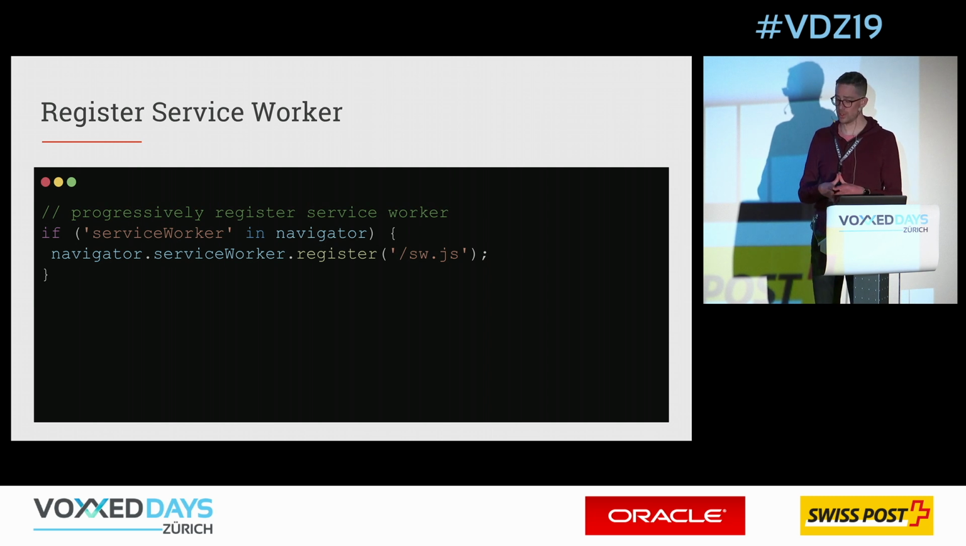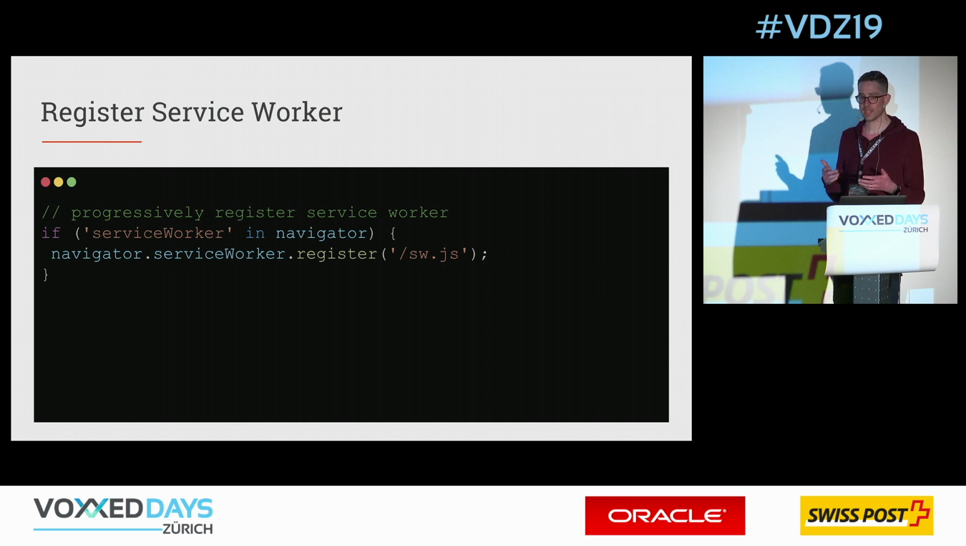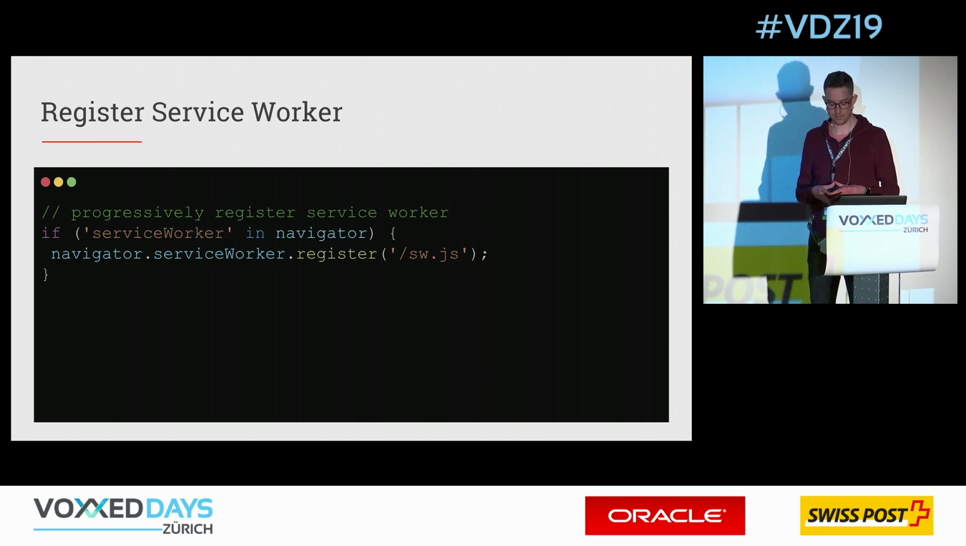So the first thing we're going to do is, again, we want to be progressive, right? So we want to detect if we have this capability in our browser. So we're going to see if the service worker exists in the navigator. And if it does, we're going to go ahead and invoke that register method. And then we'll pass it the path to our service worker JavaScript file.